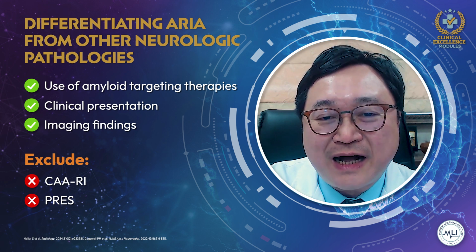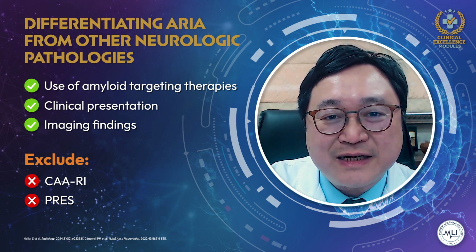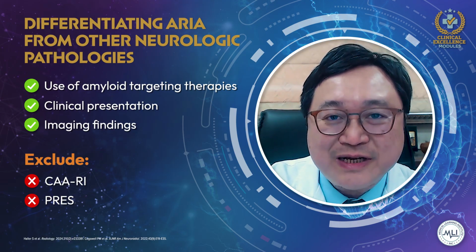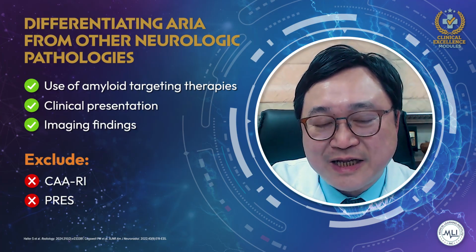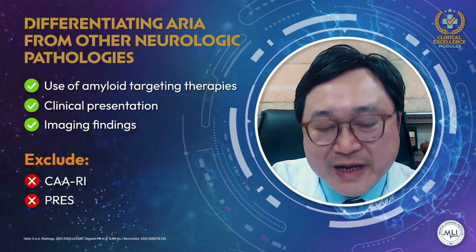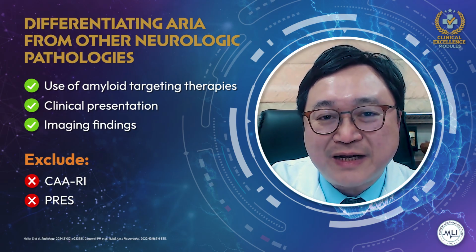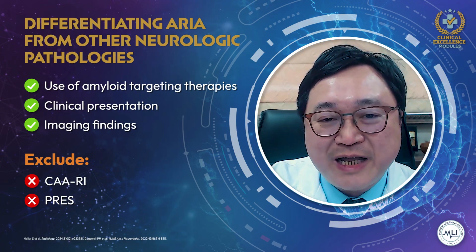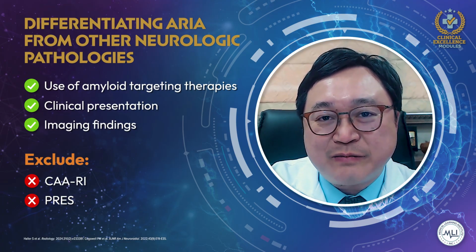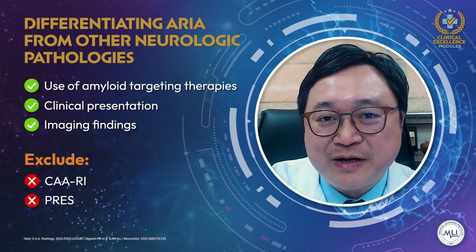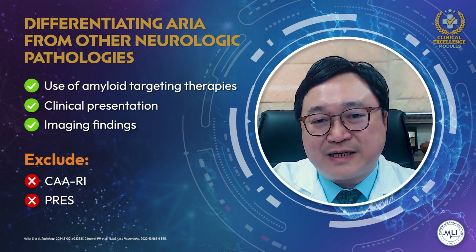The CAARI and PRES pathophysiology are actually related to vasogenic edema. However, ischemic stroke is mainly due to cytotoxic edema. So maybe we can use the MRI images to differentiate them. But I think it's important to consider these ARIA mimics if we meet patients in the emergency department.